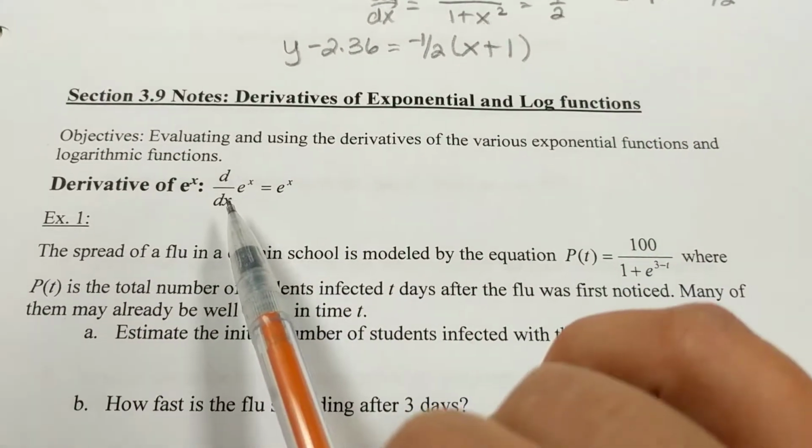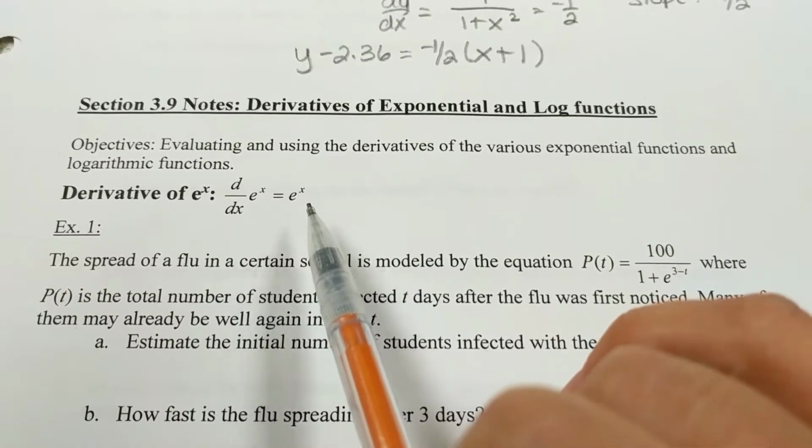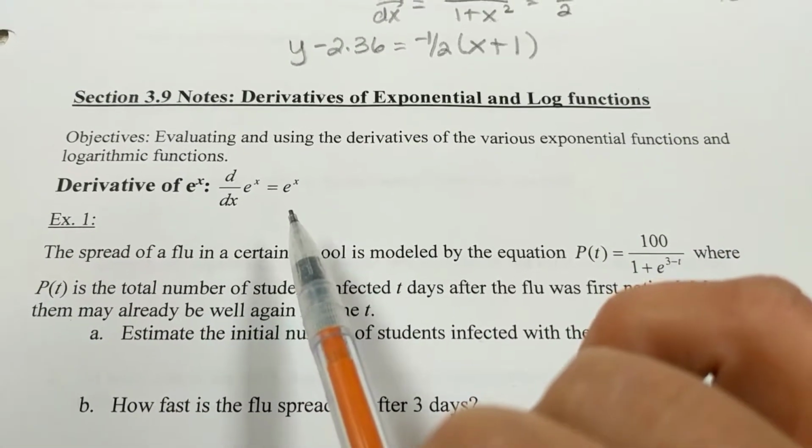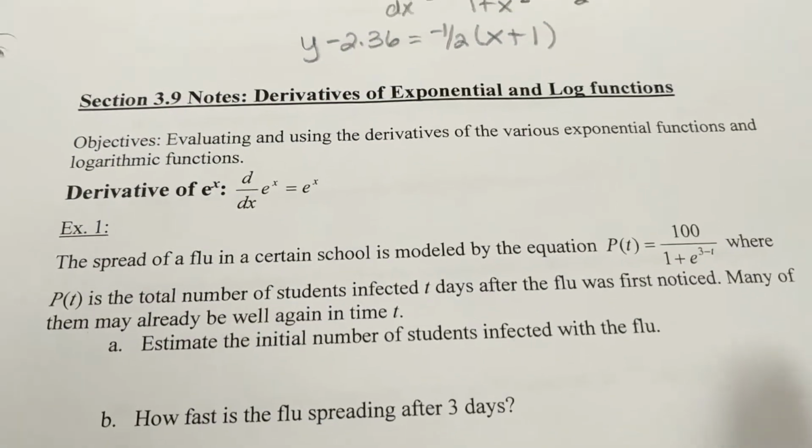So the first one is our favorite one. The derivative of e to the x is e to the x. It is the only function whose derivative is itself. It's a wonderful function. So we'll be using that one today.